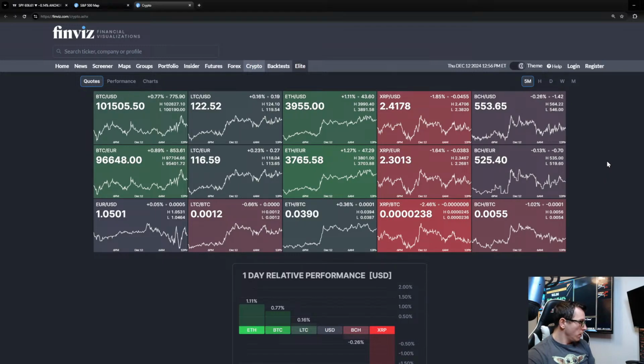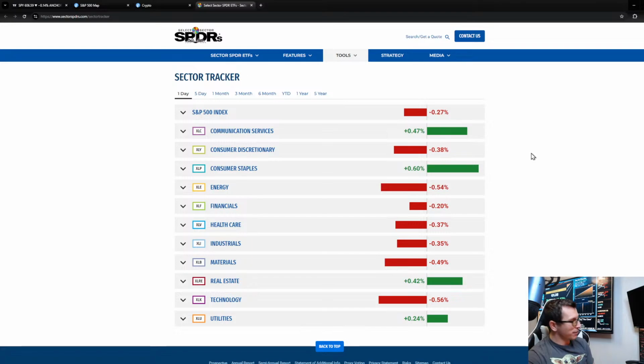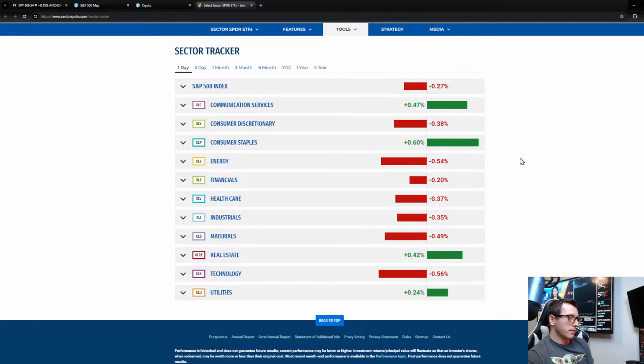Cool. All right, let's go to the sector tractor. So the sector tractor. It's a good tractor. Can do a lot of farming. Let's check this bad boy out. So 1 day performance, again, communication services are positive. Consumer staples are positive. And real estate's positive. So again, most of our selling has come from, today, energy, technology, materials, so on and so forth.